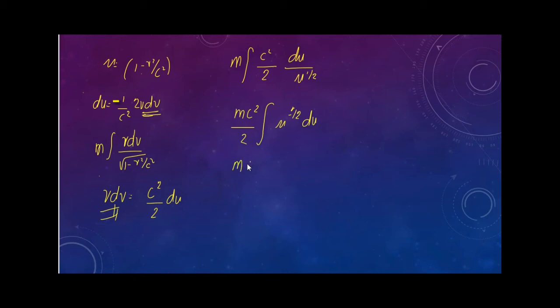We now have m times the integral of v dv over square root of 1 minus v squared over c squared. So we can now express v dv in terms of du based on that equation. We have here v dv is equivalent to negative c squared over 2 du. So we will use this expression.